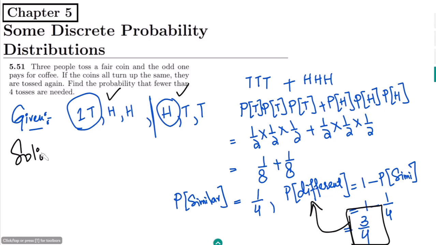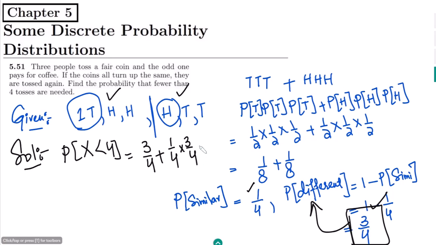let me write here the solution. Here the probability that x is less than 4, what can it be? It can be written as either in the first toss we will get the different one, so this can be the first trial in which we get this 3 by 4 probability, or it can be the second one, meaning in the first trial we will get the similar outcome and in the second we will get 3 by 4. So this would be 1 by 4 multiplied by 3 by 4. This was the first trial, this is the second trial.